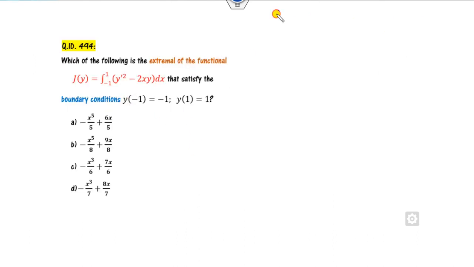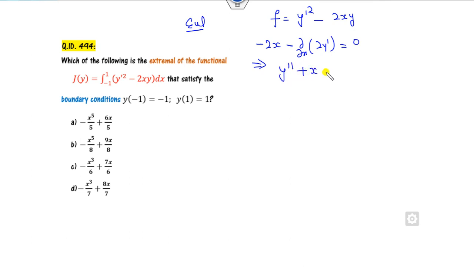Okay, now look at this. f is y dash square minus 2xy. Now we can apply the Euler equation. Partial derivative with respect to y minus d by dx of the partial with respect to y dash. So 2 will be cancelled out. This gives y double dash plus x is 0. So y double dash is minus x.